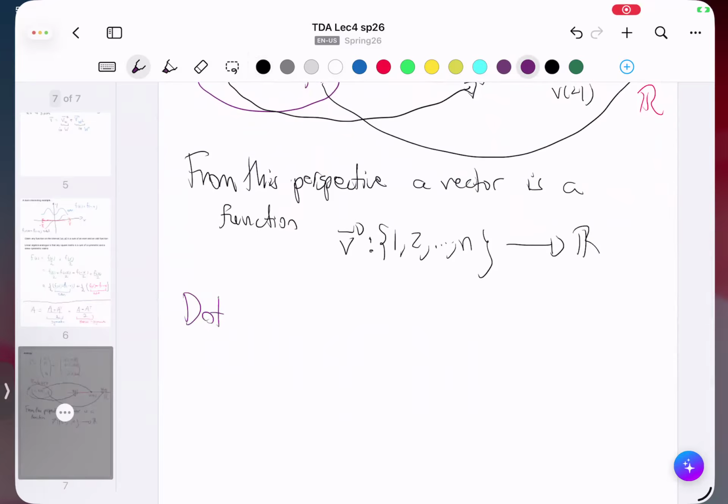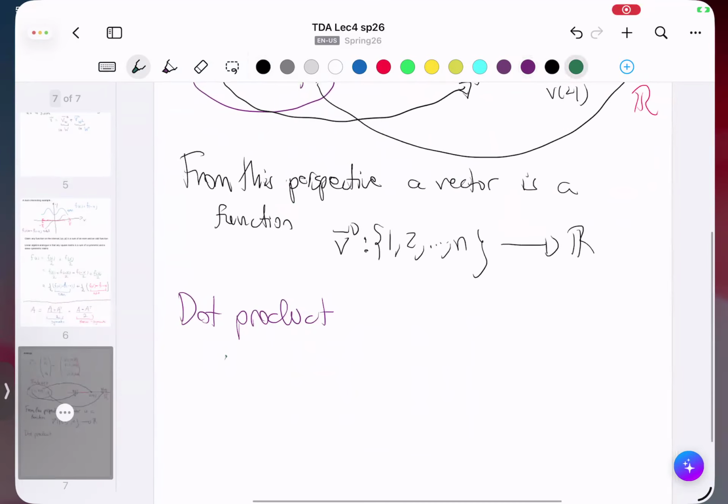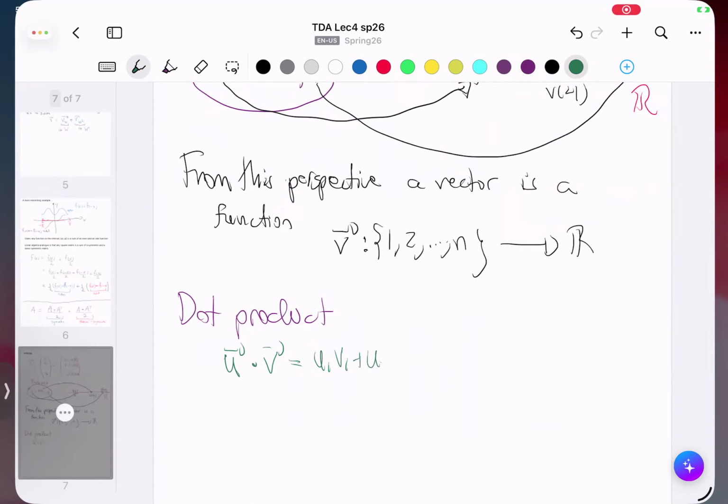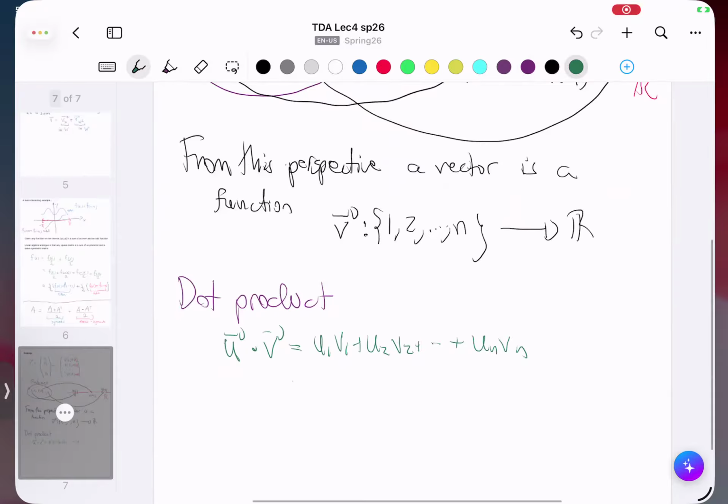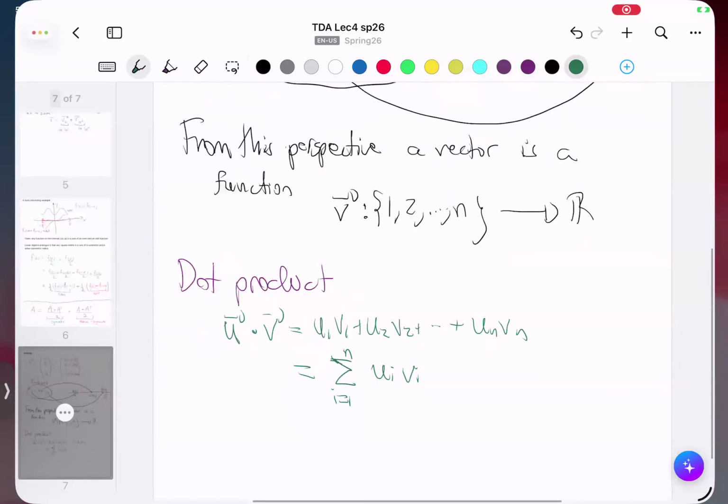If you have the dot product, which was u dot v, right? If you have two vectors, u dot v, the dot product was u1 v1 plus u2 v2 up to un vn. But first you can go to Calc 2 and use the sum notation for this. So it's a sum from i equals 1 to n of ui vi, right? And then if you go back to this function notation, instead of writing u sub i and v sub i, you would write u of i and v of i, right? So you would rewrite this.